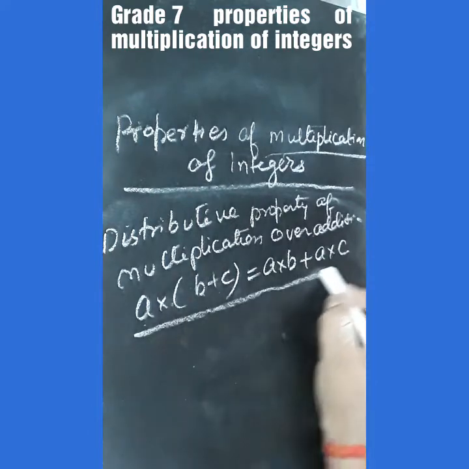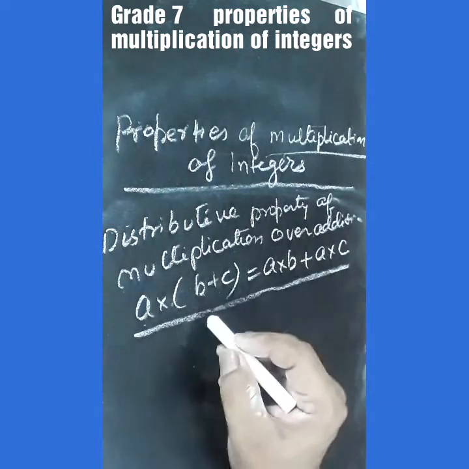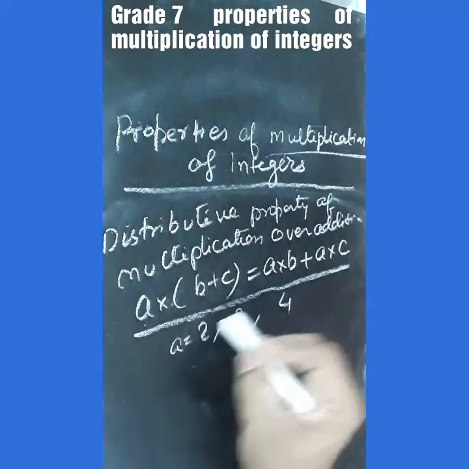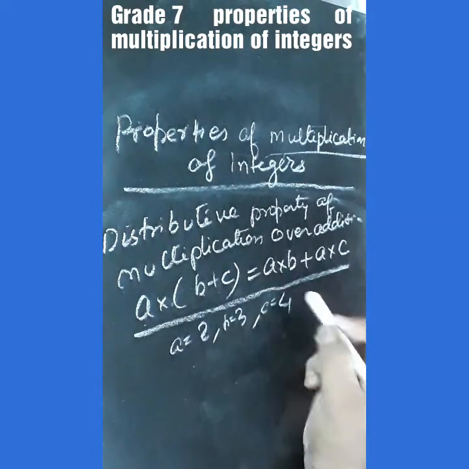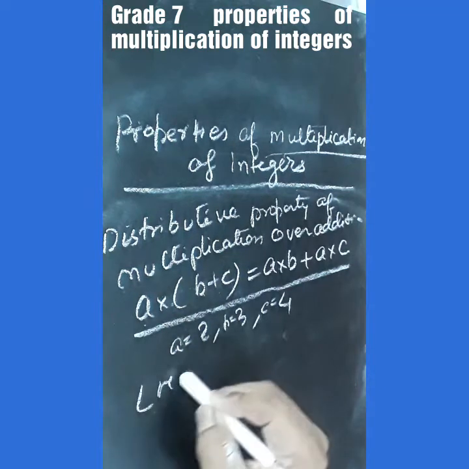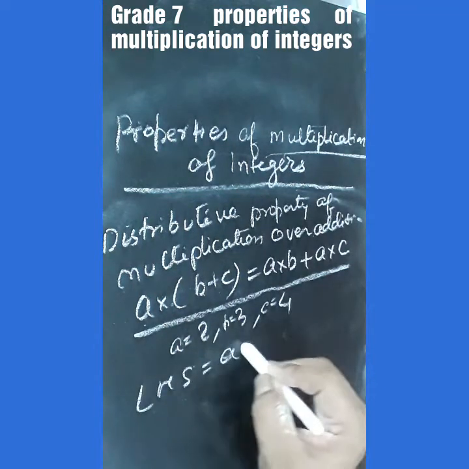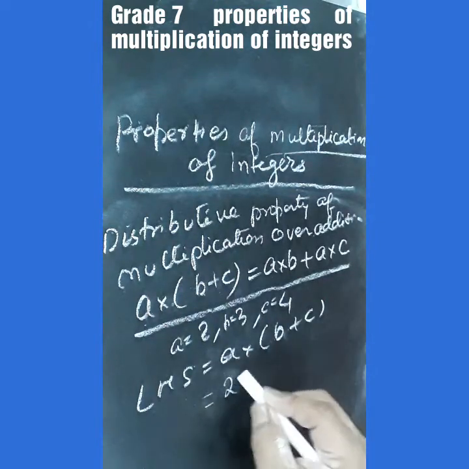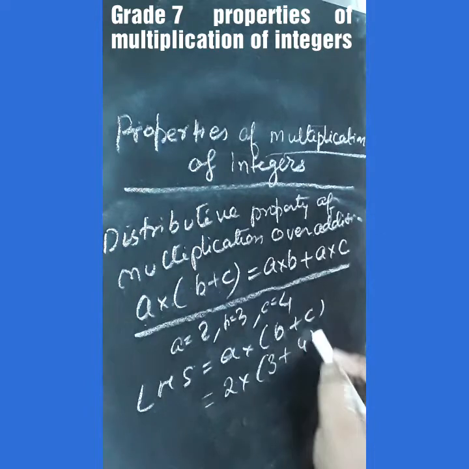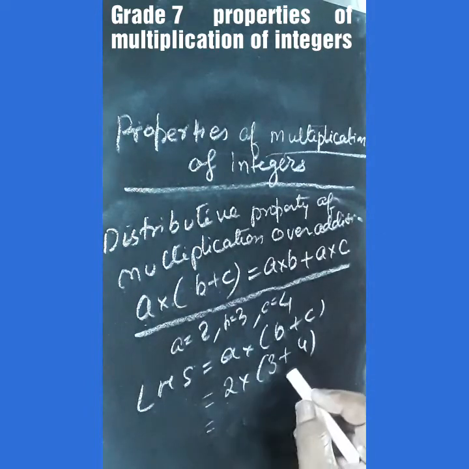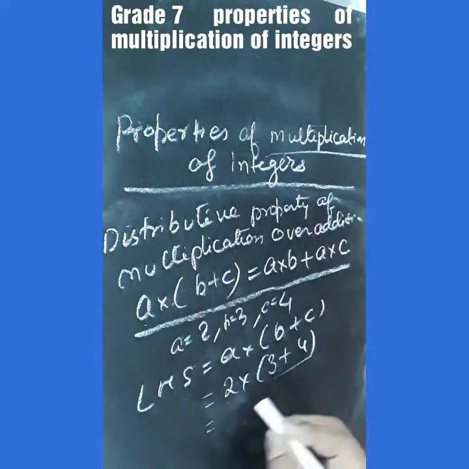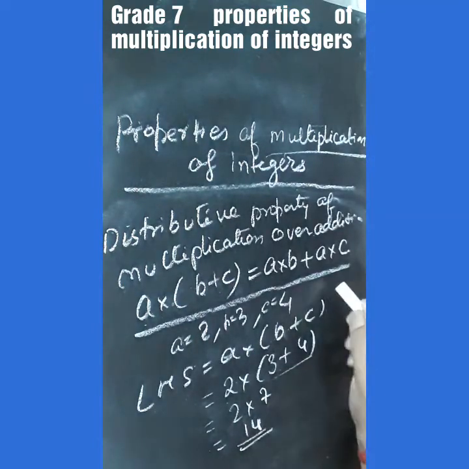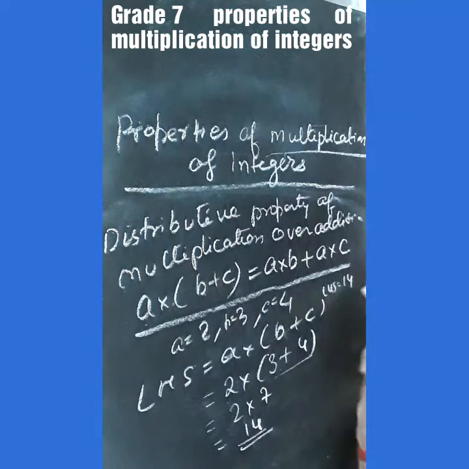Let us check this value for 3 integers. If you take 3 integers here, 2, 3 and 4. Here a we have 2, b we have 3 and c we have 4. Now we will see LHS first. a into (b plus c). It means 2 into (3 plus 4). We can solve the bracket first. 2 into 7. We are getting 14 here. Means LHS is equal to 14.